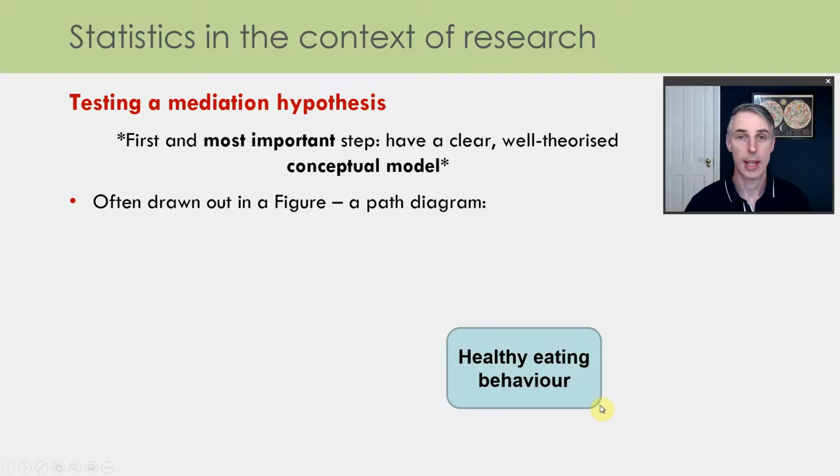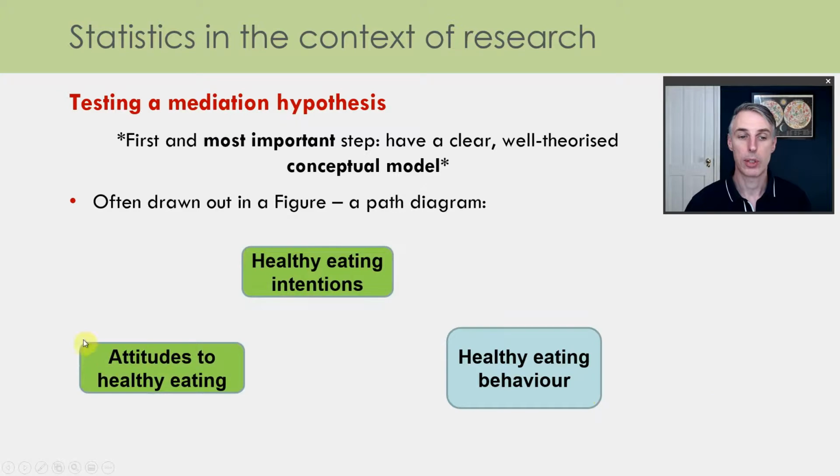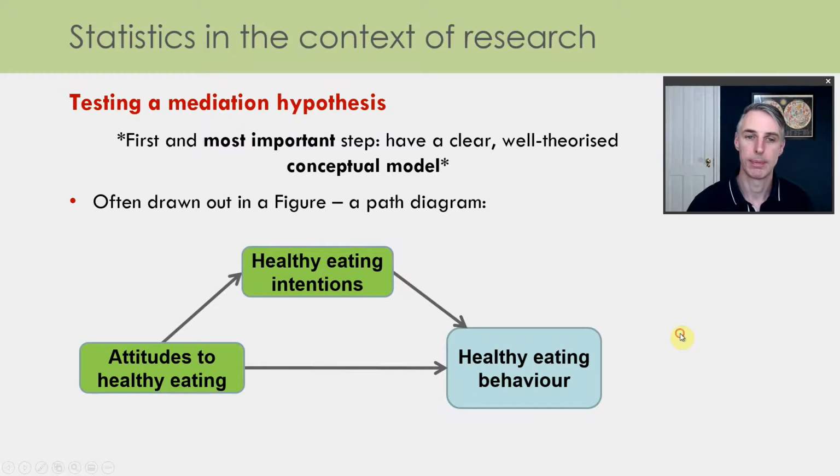Okay, so let's say again in our example, we're interested in explaining healthy eating behavior. And we think that attitudes to healthy eating might predict healthy eating behavior, but actually that association is indirect. What attitudes do, first of all, is predict higher intentions, greater intentions to eat healthily, and it's those intentions that are the proximal predictor of healthy eating behavior. So the link between attitudes and healthy eating behavior here is indirect. It firstly relates to intentions and then onwards to behavior.